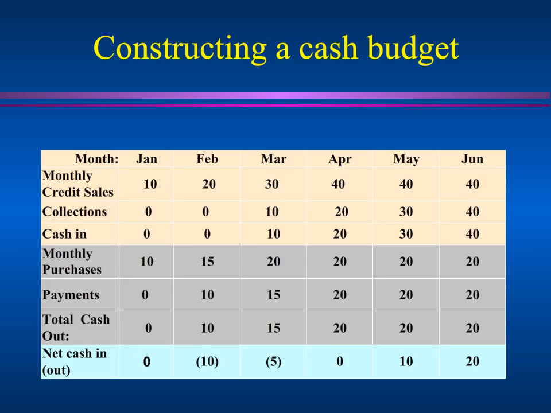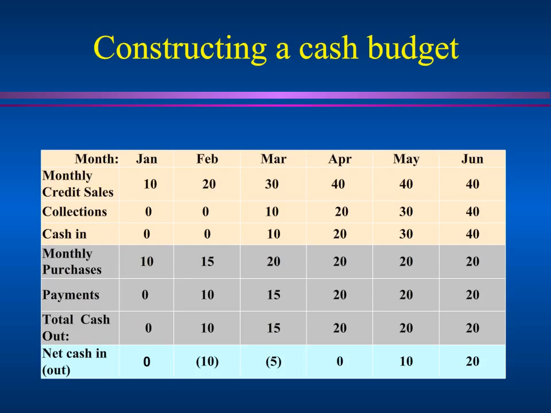Okay, so our monthly credit sales, let's have a look at May. Monthly credit sales are 40. My collections are 30, so I'm actually collecting March's money, so my cash in is 30. Okay, next line down, first gray line, again in May, my monthly purchases are 20. I'm paying off 20, so I'm paying off April's purchases, but in May I'm also buying enough to sell in June.